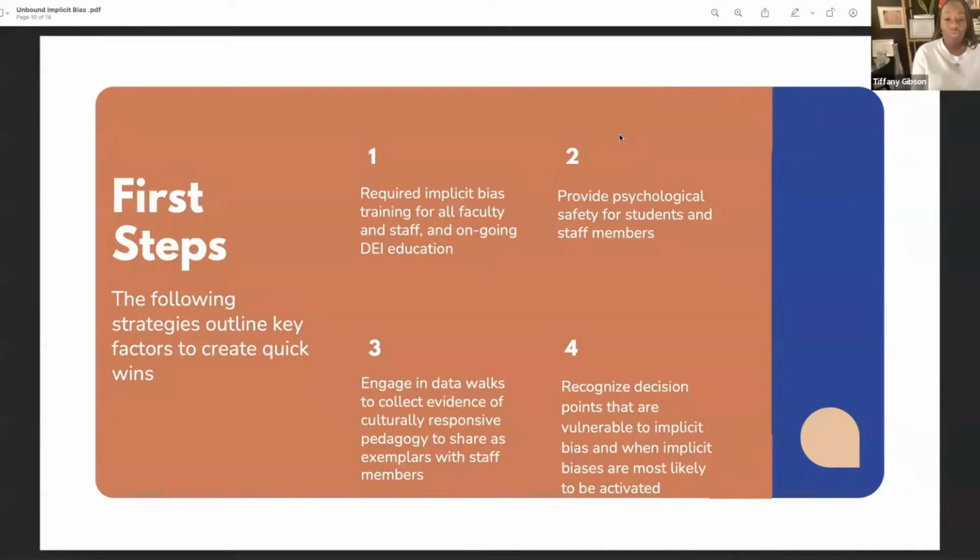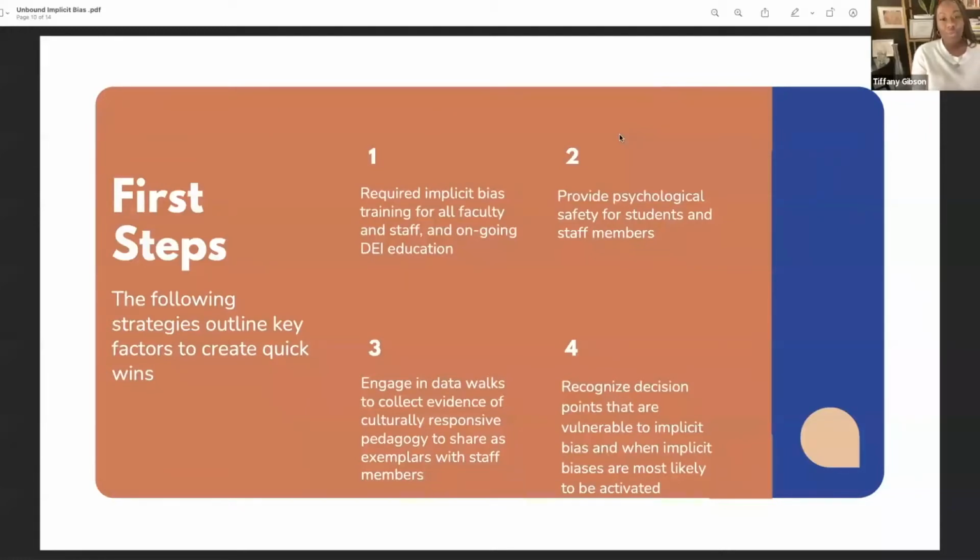And number 4, recognize decision points that are vulnerable to implicit bias and when implicit biases are more likely to be activated. As a clinical instructor, I've had to catch myself multiple times when a student was either late to class or showed up disheveled or on the clinical unit seemed to be mentally distracted, and not automatically jump to the conclusions that they didn't prepare or that they didn't want to be there, but to emotionally check in with them first to make sure that what they had going on at home wasn't a factor. Once we can eliminate that out of the way, then I can focus on the business at hand.